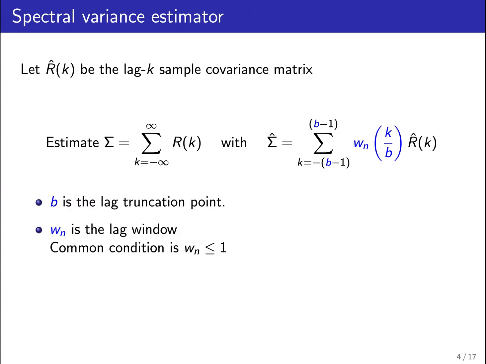Right? So B is our, like I said, our lag truncation point, and then Wn is the lag window. And a common condition is that the lag window or weight function Wn is less than or equal to 1. This is not necessary, but it's often what is chosen. The weight functions, the lag windows that are chosen, are always less than or equal to 1.